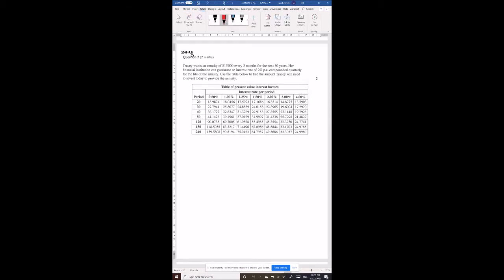So we have her rate equals 2%. We now want that to be quarterly, so we're going to divide that by 4, and that's going to give us 0.5%. We're looking at our number of time periods. She wants 30 years, compounded quarterly, so we need to do 30 times 4, which is going to give us 120.